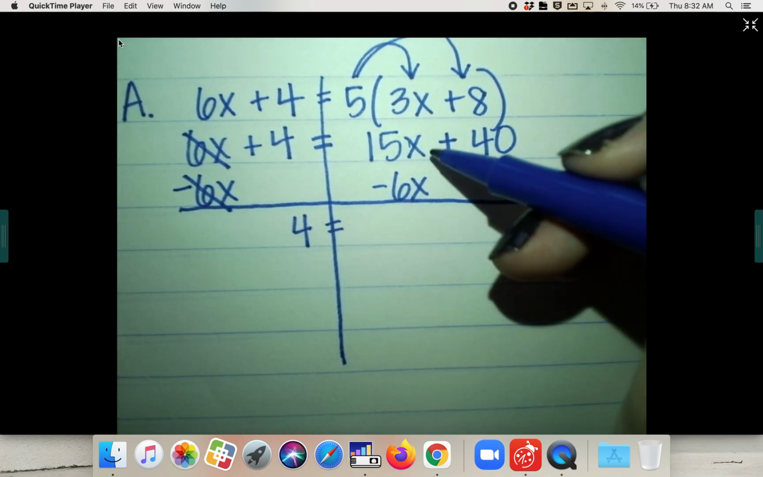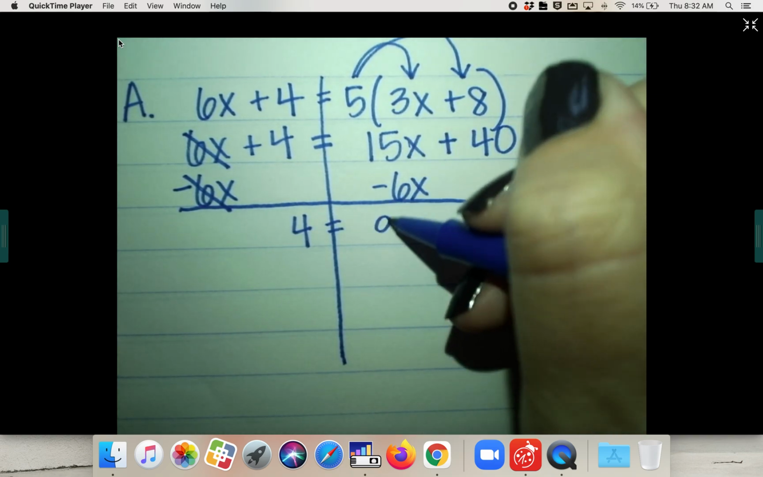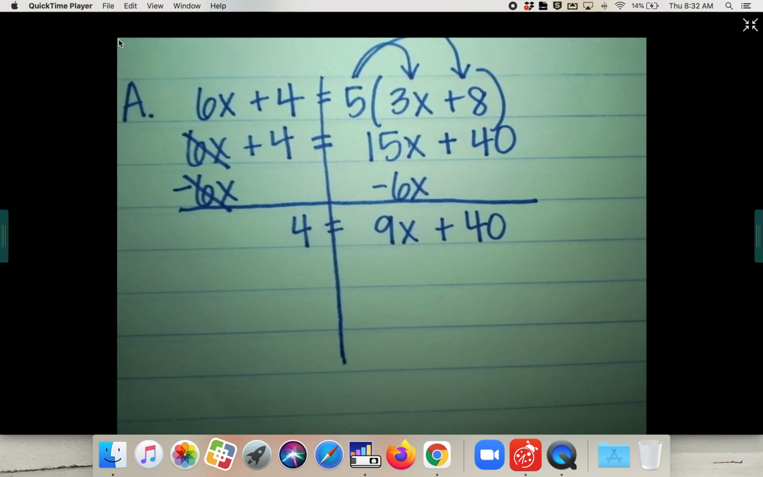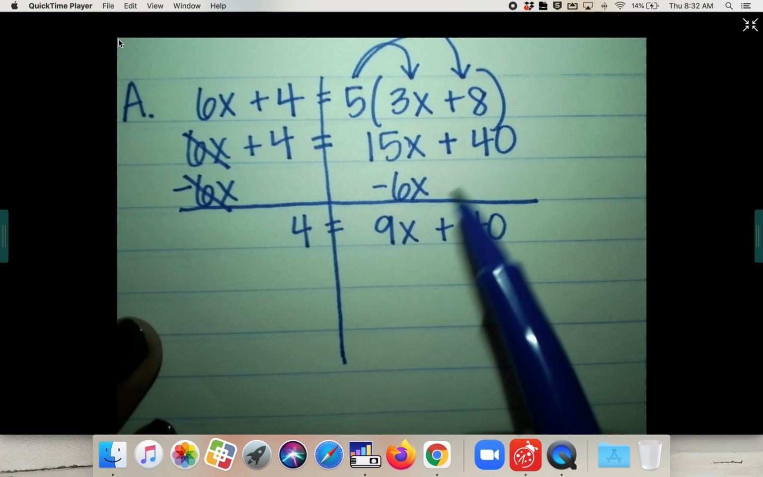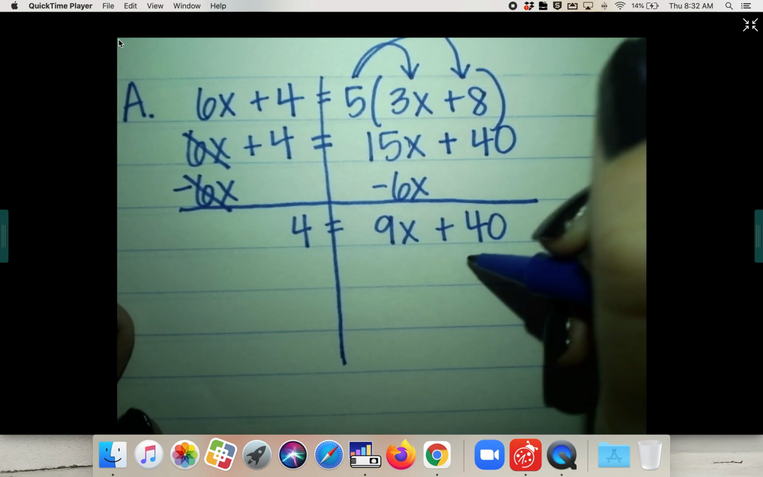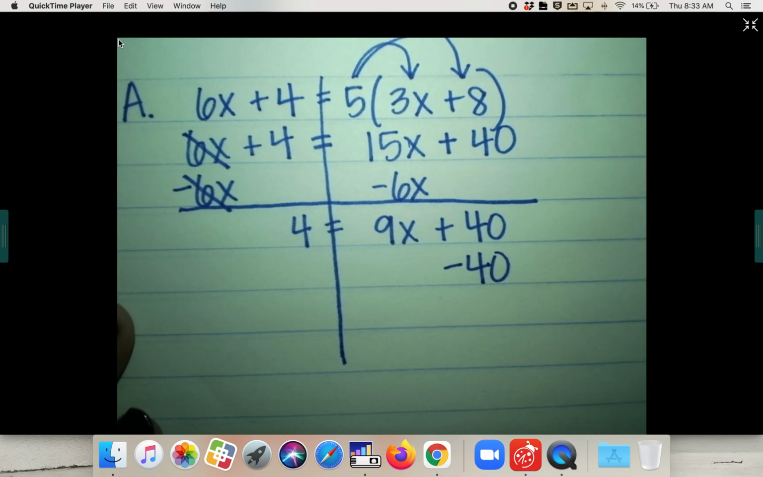All right, so that is, what'd you say it is? 15 minus 6, 9x. Amelia's helping me out here, plus 40. And now you're left with the basic two-step 7th grade equation. Look at your variable and get rid of the guy next to it. So we're going to get rid of plus 40 by doing minus 40 on both sides.